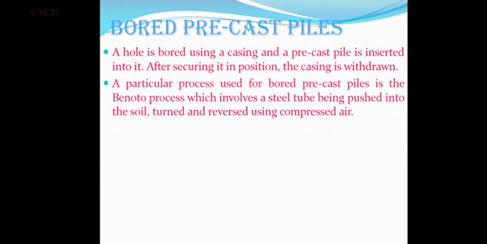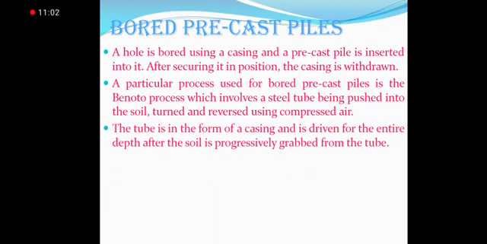Bored precast pile. A hole is bored using a casing and a precast pile is inserted into it. After securing it in position, the casing is withdrawn. It means first of all we bore it, put a casing inside, then the pile is placed. A particular process used for the bored precast pile is the Benoto process, which involves a steel tube being pushed into the soil, turned and reversed using compressed air.